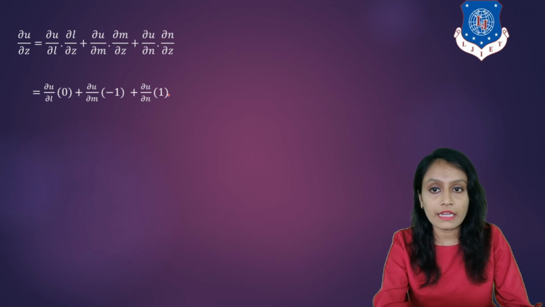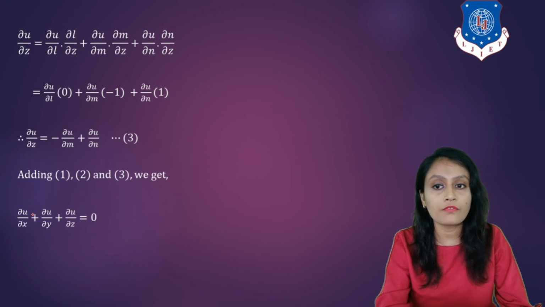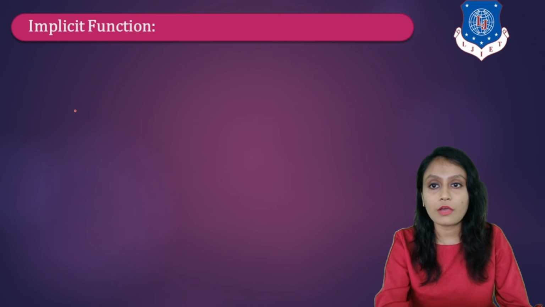Okay, so taking the derivative and simplifying it, you will get del u by del z is equal to minus del u by del m plus del u by del x. Now we have to add them, so adding 1, 2 and 3, you will get the answer of del u by del x plus del u by del y plus del u by del z equals 0. Okay, next topic is implicit function.